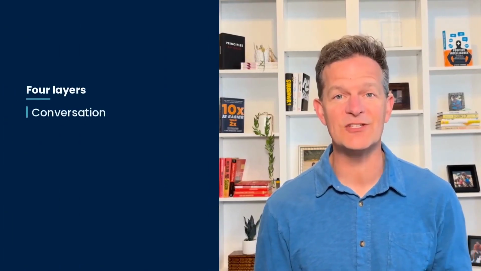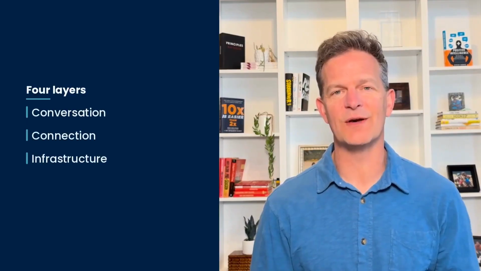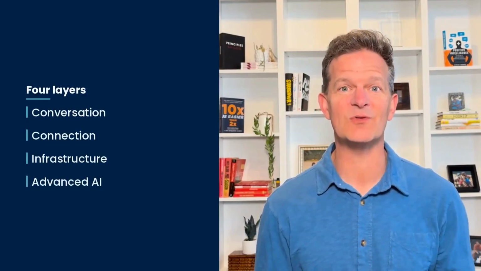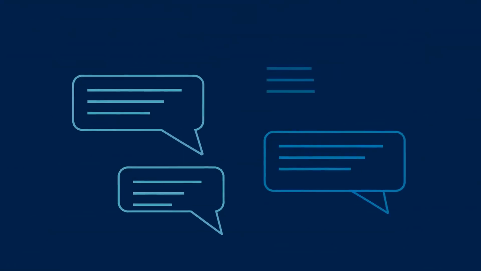More practically, the moment you know what an API key is, you stop being afraid to connect your first tool. The moment you understand a VPS, running an agent overnight goes from intimidating to obvious. We're breaking this into 4 layers: conversation, connection, infrastructure, and advanced AI. Each one builds on the last. Start with the conversation layer.